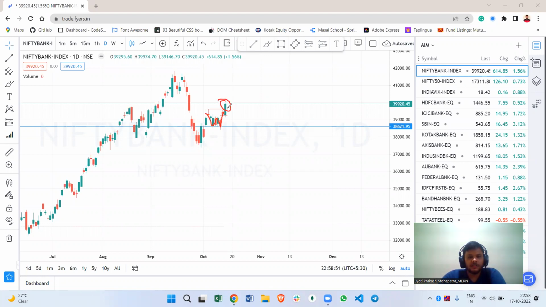If the market continues to go up by opening flat, or if it closes above 40,000, then we can take a trade for buying, and our target will be around 40,450 to 40,550. Okay. And for any negative scenario, you need to wait for it to close below 39,450.